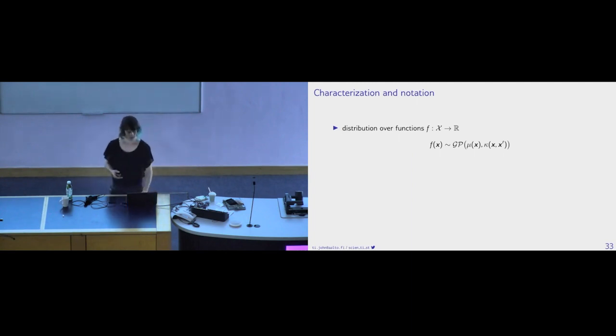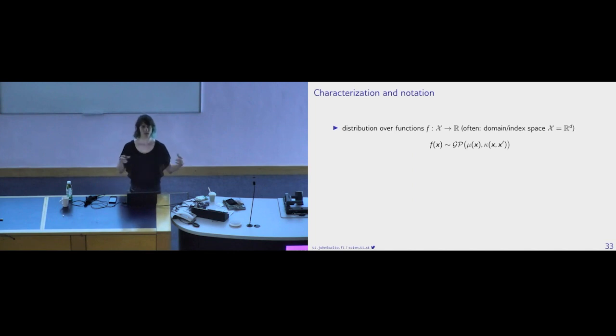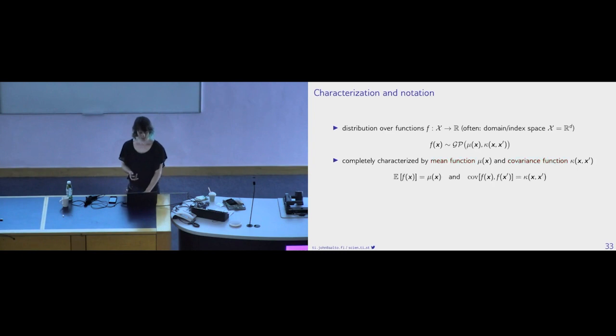Commonly this is some kind of real space of d dimensions, but it does not have to be. You can build Gaussian processes on strings, on functions that take a string and give you a value back. You can do Gaussian processes over graphs, for basically any object for which you can define a mean function mu and the covariance function kappa. You can use that as a Gaussian process model. And those two functions completely characterize the distribution over functions given by the GP.